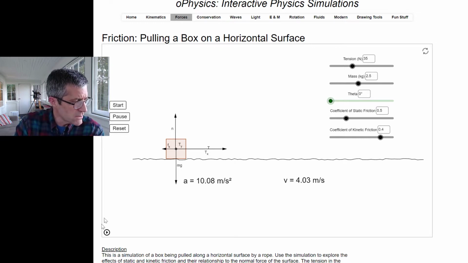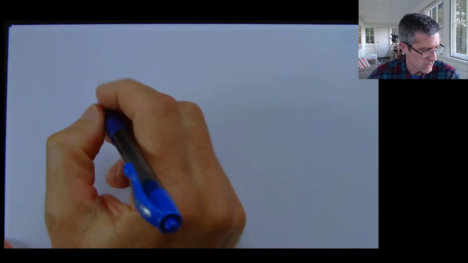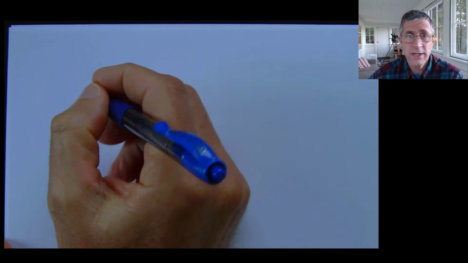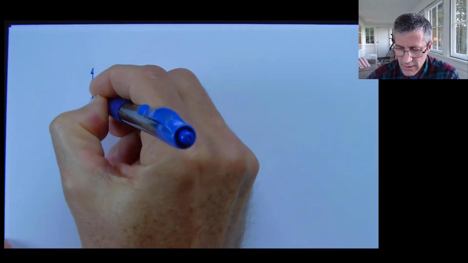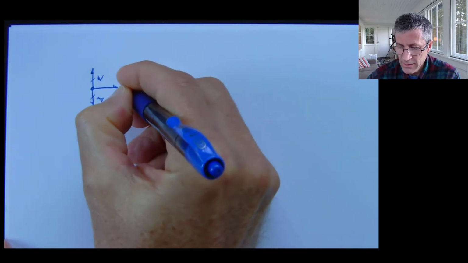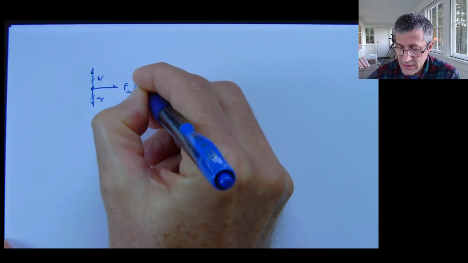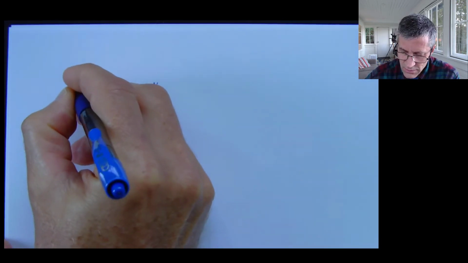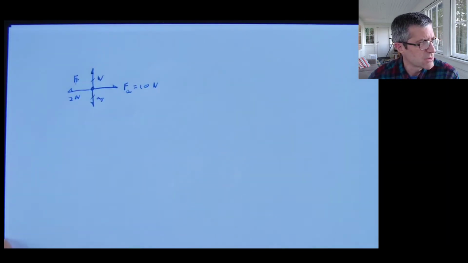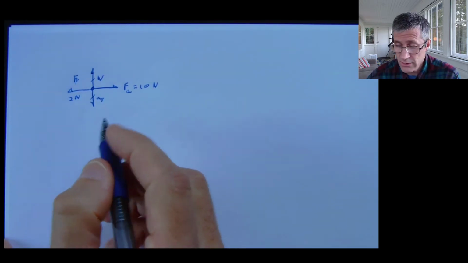So, all right, let's see what this looks like. Okay, so I've got a box. Draw a little force diagram. So my vertical forces are going to cancel, so I don't care about those. I'm going to have mg, normal force. I'm going to have a force that's being applied, and that's going to be 10 newtons. And I'm going to have a frictional force, and that's going to be 2 newtons going in the opposite direction. So what I'm going to worry about are forces in the direction of motion. So this is my direction of motion going left to right.